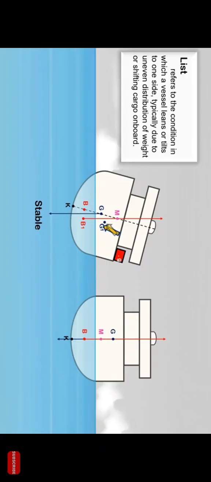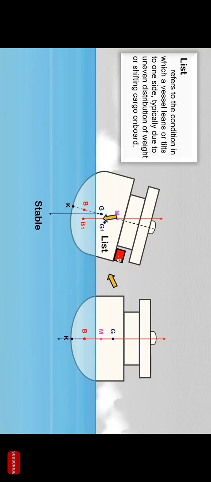The center of gravity is at G1, which is off the centerline. As a result, the ship is listing toward the side where the new G is off the centerline. While at an angle of loll, the ship's center of gravity is along the centerline, and as a result the ship is in an unstable condition.